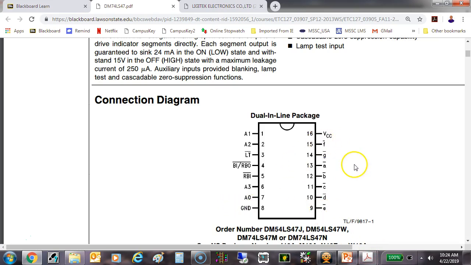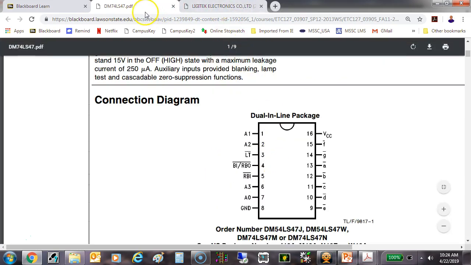Here's ground, here's power, and we're going to tie all these high. We're not going to be using ripple blanking on this thing, so we'll just tie these guys high, right? Lamp test, we're not going to use lamp test, so we'll tie all three of these up to plus 5. Make sense? Okay? Any pin that you're not using, you need to tie it to its inactive state, right? Understand that? So we're not using lamp test. We're not using ripple blanking input or ripple blanking output. So we'll just tie all these up to plus 5 volts.